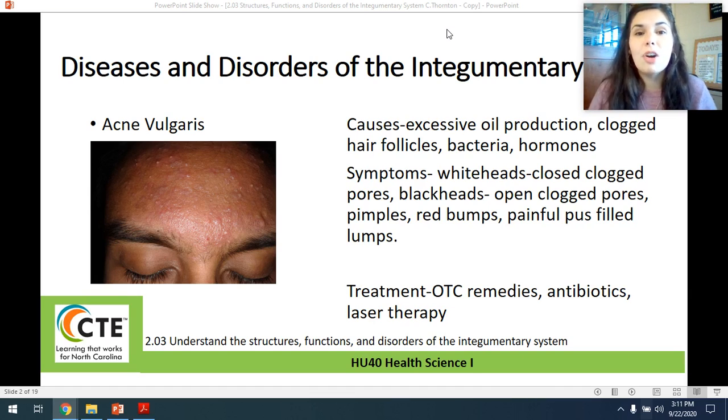Treatment for acne, there are some over-the-counter remedies. There are some antibiotics for people who have really severe acne, as well as laser therapy.